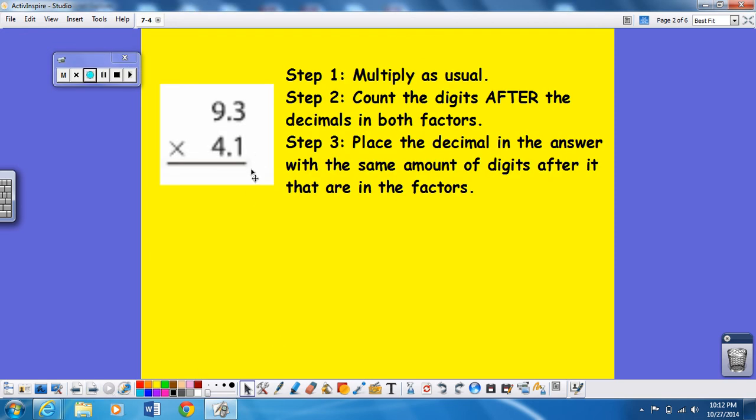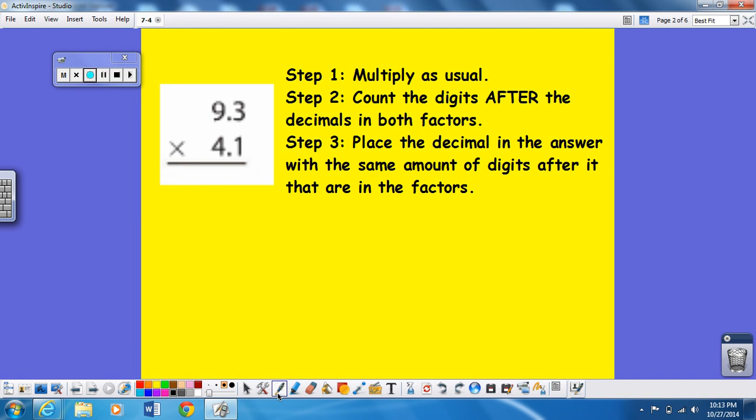I've just written a problem over here, 9.3 times 4.1, and right beside it I put the steps so that you can remember how you do this. What I'm going to ask you to try to remember to do when you're multiplying decimals is multiply as usual before you do anything else. Pretend like those decimals aren't there. Don't bring decimals down because we don't do that in multiplication. So once you have multiplied as usual, then we'll move on to step 3. But let's go ahead and do that.